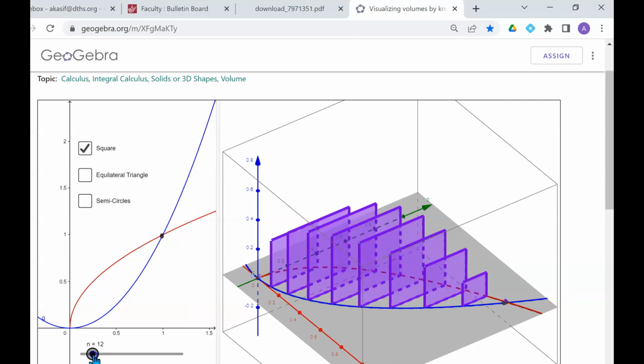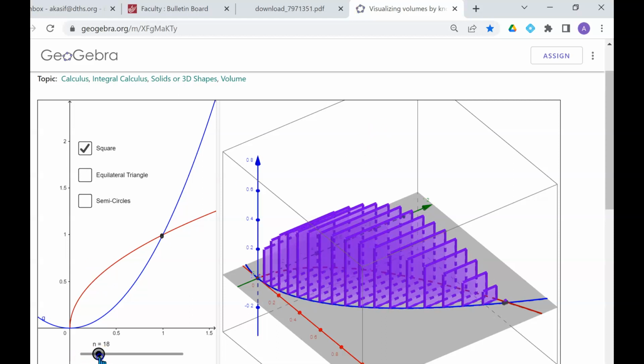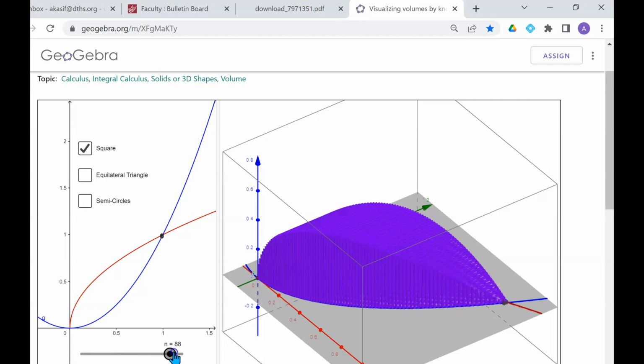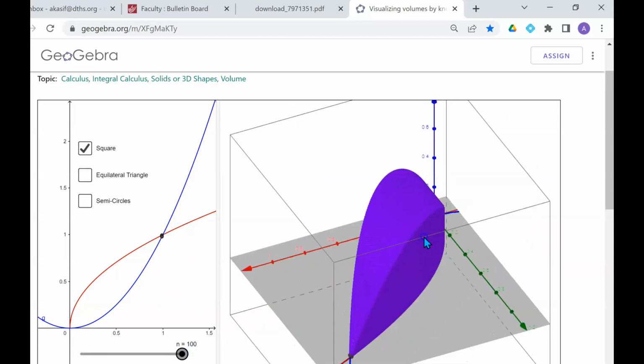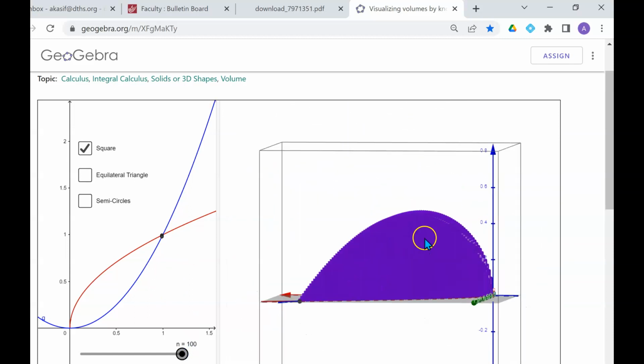Now let's add in more of those. So you can kind of see this shape, this solid. That's with 14. Here it only gets to 100 of them. So you can kind of see what this shape looks like. And imagine if there's infinitely many of these.